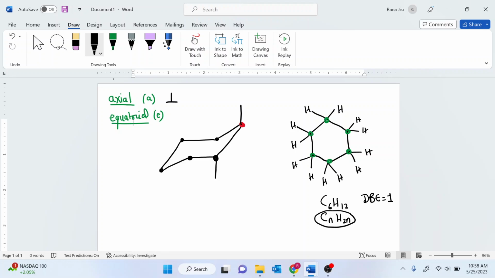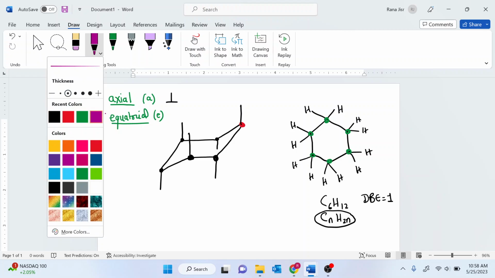This carbon over here is pointing up because the lines that are coming to this carbon, they are up. So this is why the axial is going to be up. It's not a tilted line, it is a straight line, perpendicular line. This one is down, this one is up, and this one is down. After all, you're going to end up having 3 lines that are up and 3 lines that are down.